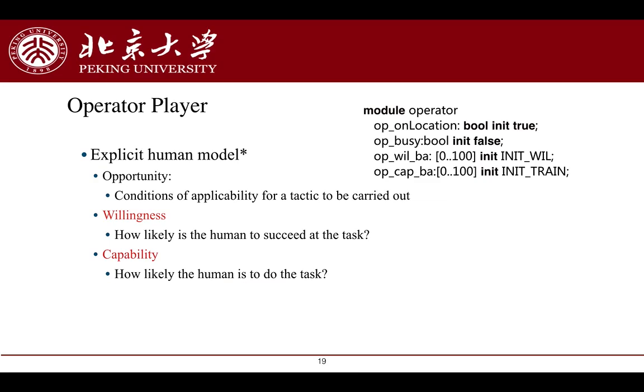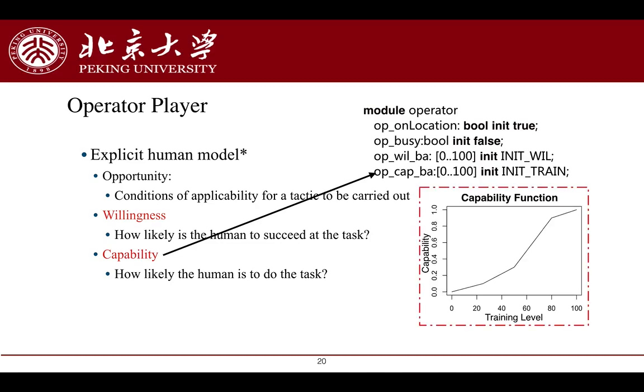For example, opportunity is denoted as whether the human is on location and whether he is busy with something else. Willingness is initialized with some constant that represents the initial willingness a human has based on his current state. Capability denotes the likelihood of successfully carrying out a particular task, which is specified by the training level. And the relationship between the training level and capability is shown here in this capability function.